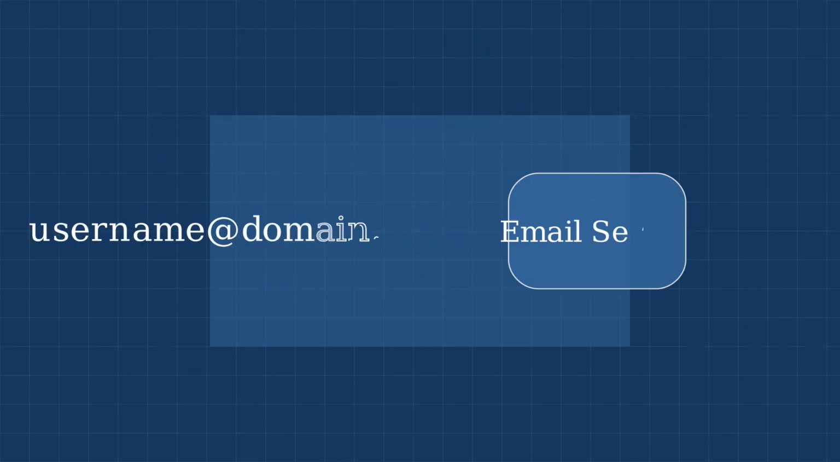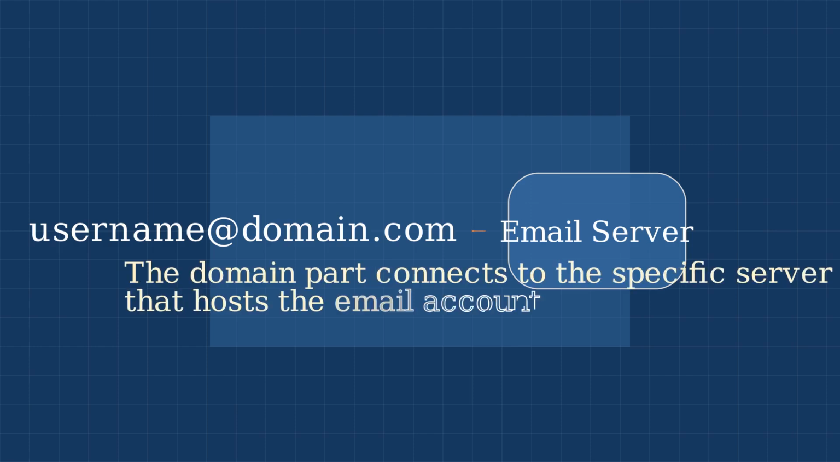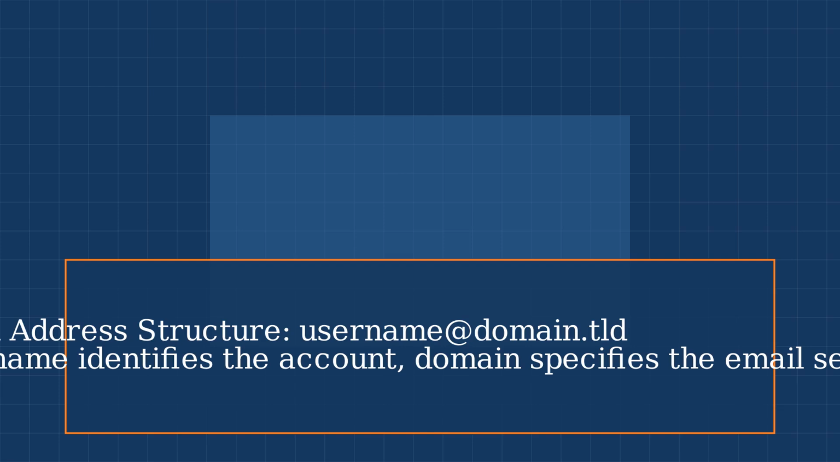The domain part of an email address points to the specific server that hosts the email account. This is how the email system knows where to deliver messages. In summary, an email address consists of a username that identifies the specific account, followed by the @ symbol, and then the domain that specifies which email service hosts the mailbox.